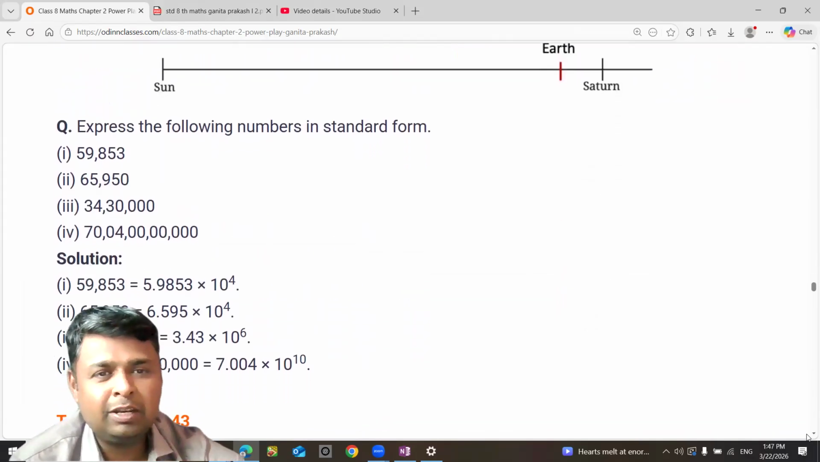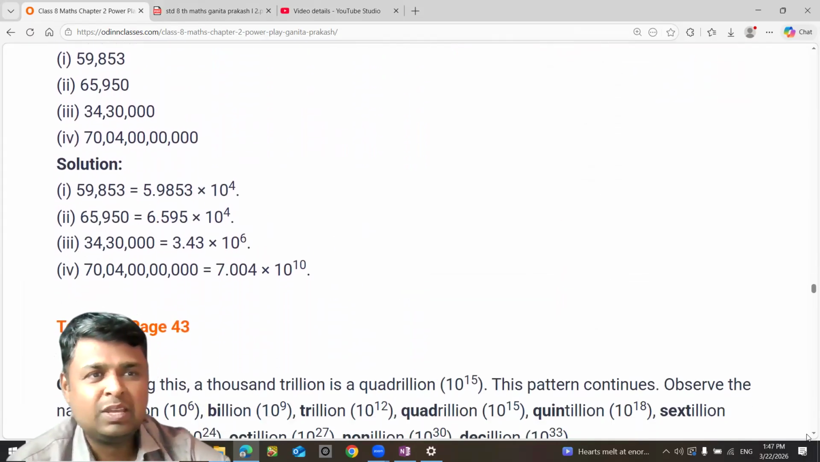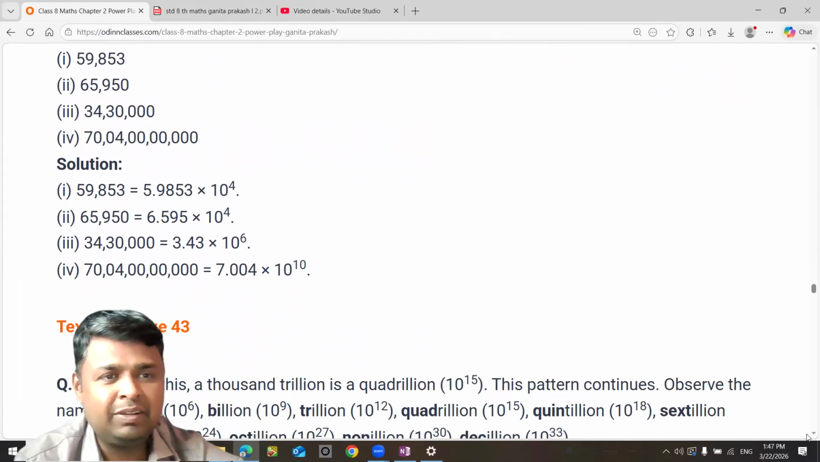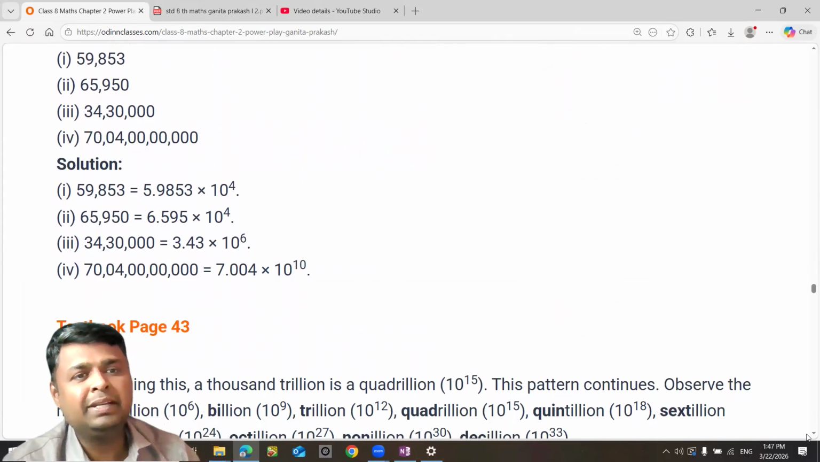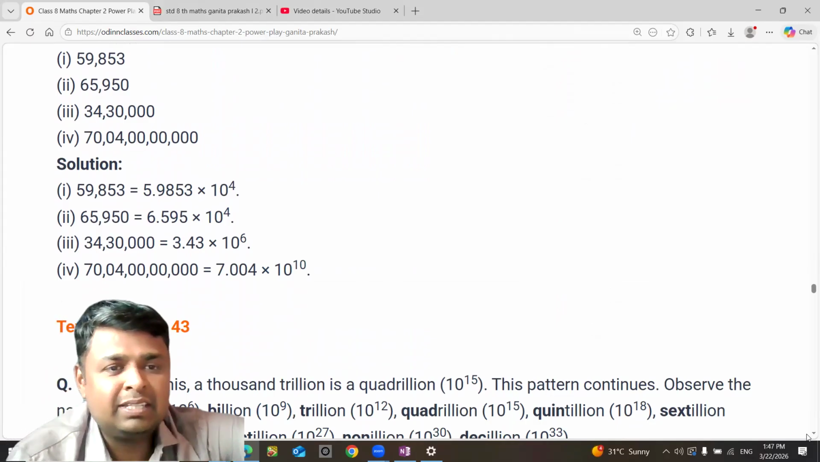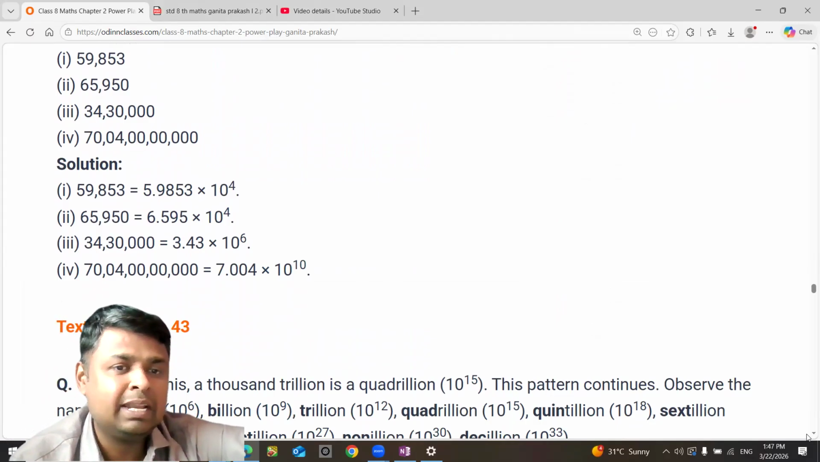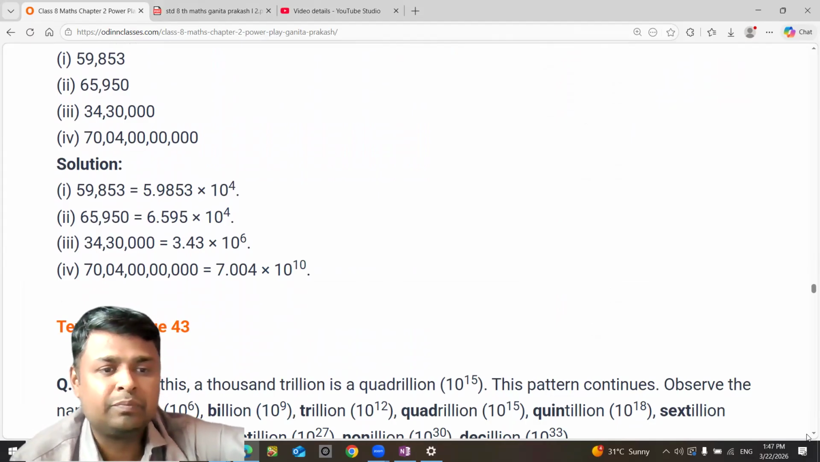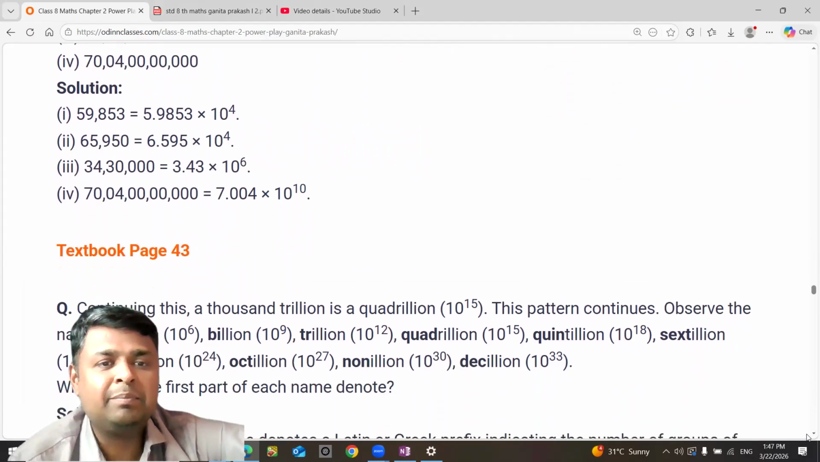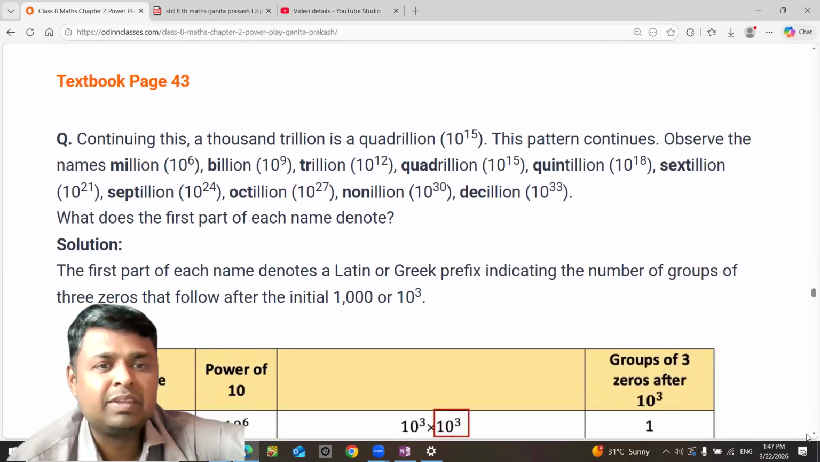Now express the following number in standard form. Same thing. 59,853, you can write as 5.9853 into 10 raised to 4. 4 times we are going to the right side, that's why 10 raised to 4. Other numbers you can easily do the same way.